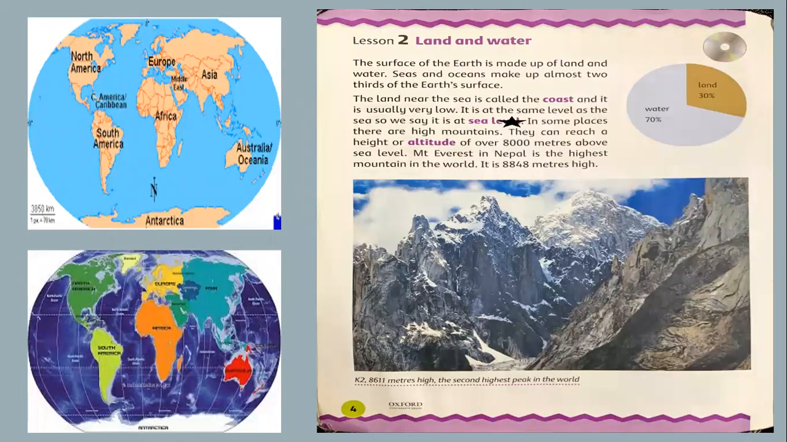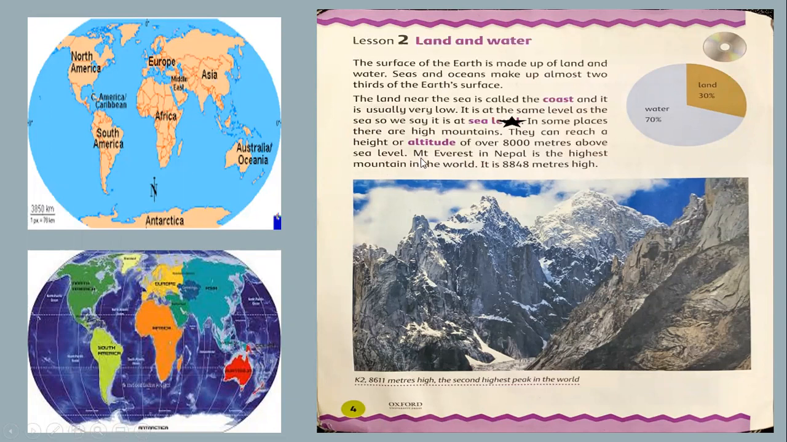Now then, read further what they are telling us here. In some places there are high mountains like this. Look how high it is. They can reach a height or altitude of over 8,000 meters above sea level. It means they are so high, 8,000 meters above the sea level. Suppose in Asia, there are high mountains in these areas. So from the sea level, they are 8,000 meters above.